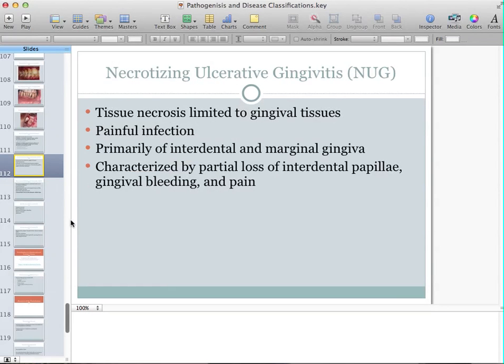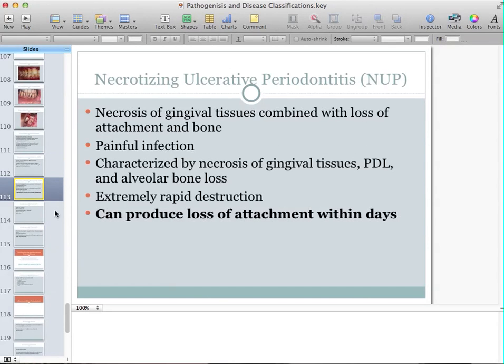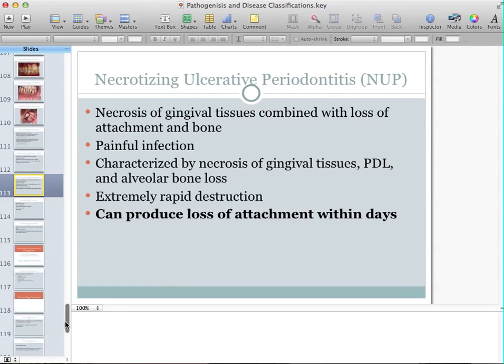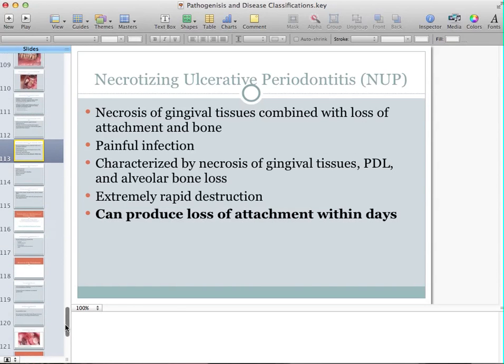So in NUG, or necrotizing ulcerative gingivitis, there's tissue death due to limited gingival tissues, painful infection, primarily in the interdental and marginal gingiva, and it's loss of interdental papillae, bleeding, and pain. And then NUP is again necrotizing ulcerative periodontitis. It's also painful, but it's death of tissues combined with loss of attachment and bone. Extremely rapid, and it can produce loss of attachment within days. That's crazy.